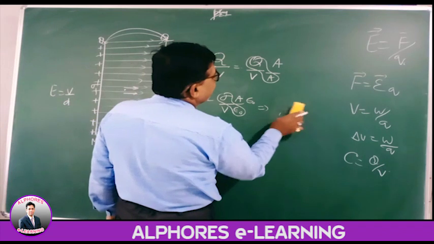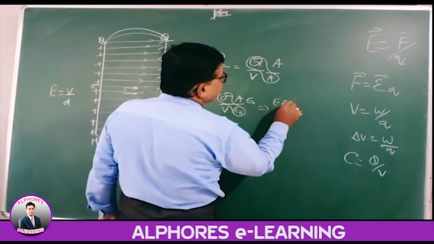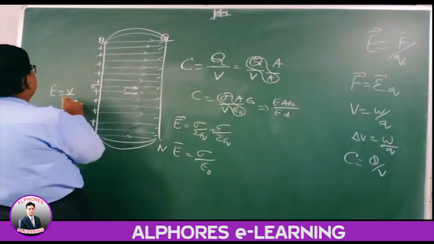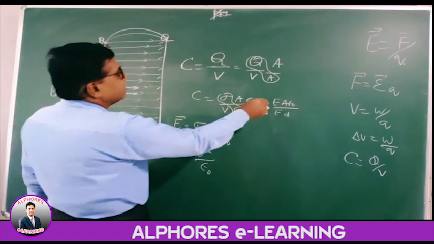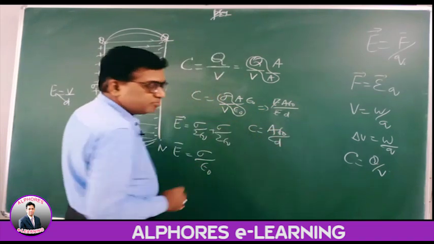So simplifying this, V is equal to E by D. So it is EA epsilon naught by V. This is ED. E is equal to V by D. V is ED. So these two get cancelled. The capacity is A epsilon naught by D.